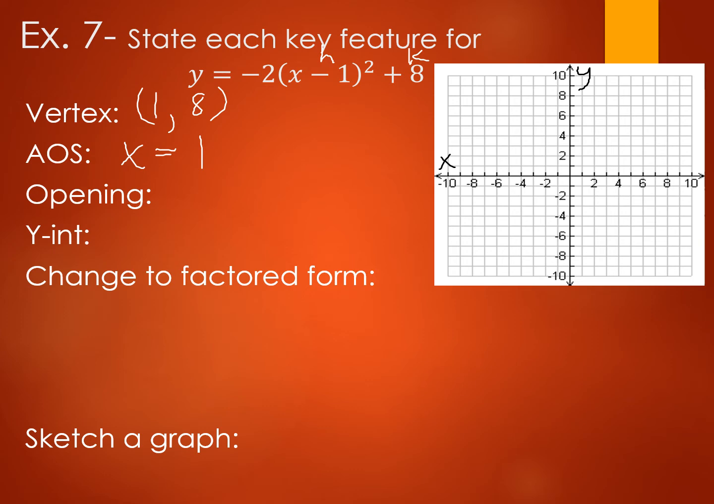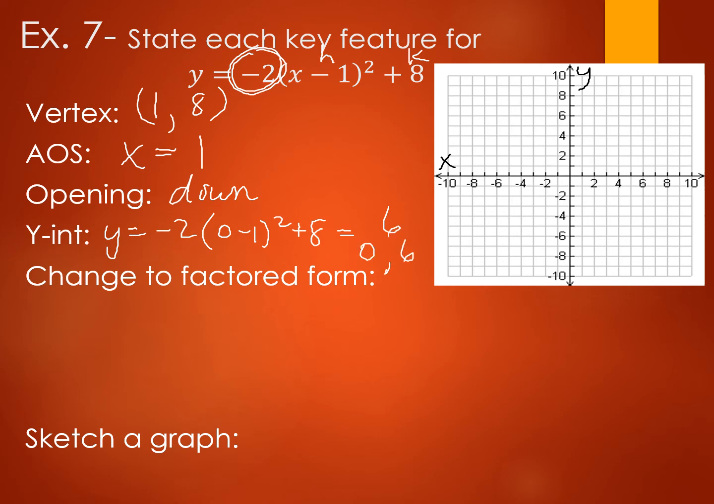Opening, you look at your a value. There's my a value. Is that negative or positive? If it's positive, it opens up. If it's negative, it opens down. My y-intercept, again, you could sub x equals 0. Use your calculator, go through the math step by step with me. 0 minus 1, -1, -1 squared, +1, +1 times -2, -2, -2 plus 8, 6. So 0, 6.